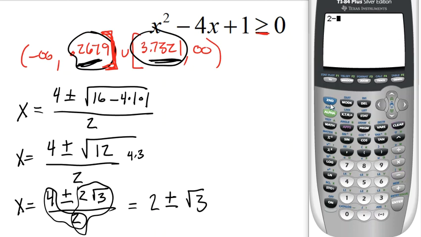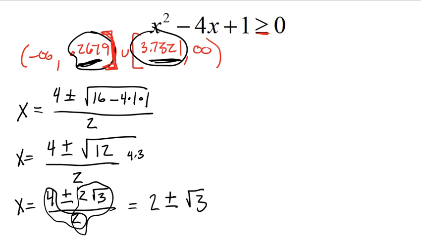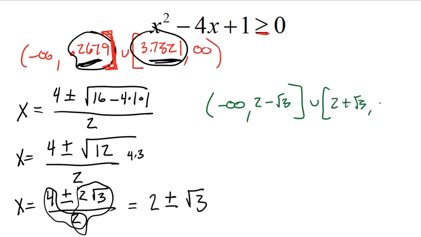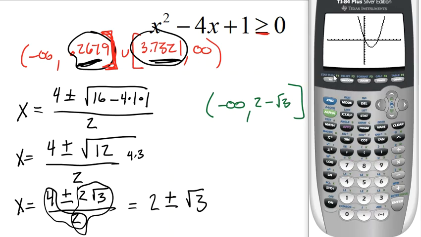2 minus the square root of 3. Boom, there's the 0.2679, but now it's not approximate, it's exact. 2 plus the square root of 3. Boom, there's the exact 3.7321. So now a much better answer would be negative infinity to 2 minus the square root of 3, bracket, and then union, which means continue over to the other interval of 2 plus radical 3 towards infinity. So those are the two spots on the graph where I am greater than or equal to 0.